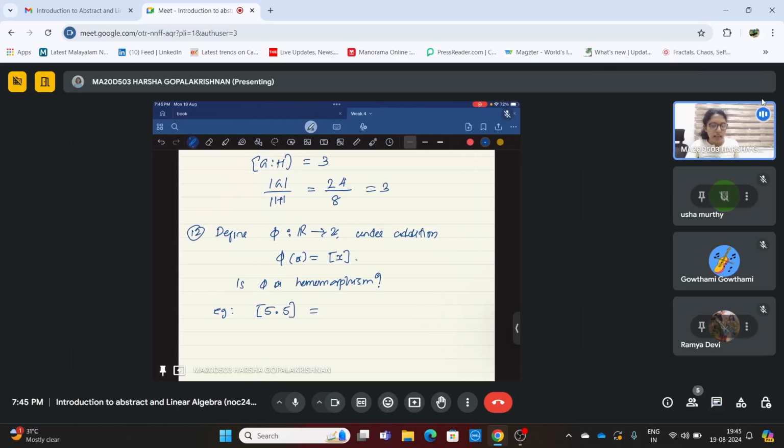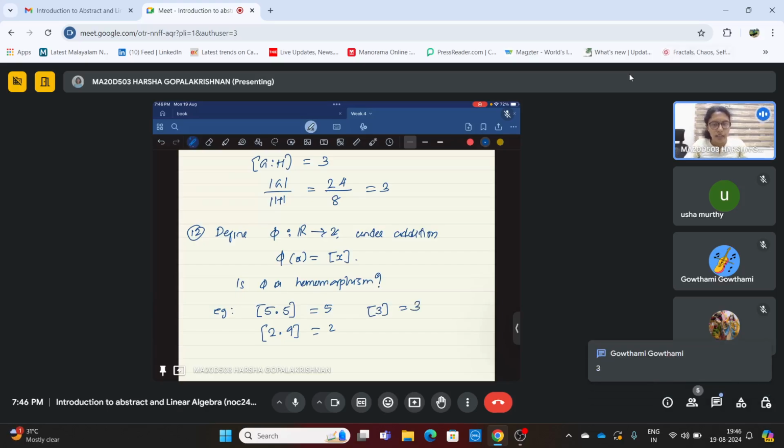What is the greatest integer less than or equal to 5.5? That is 5. Okay, good. What is 2.9? 2. Okay. What is the greatest integer of 3? 3. Okay. So I hope the thing is clear.